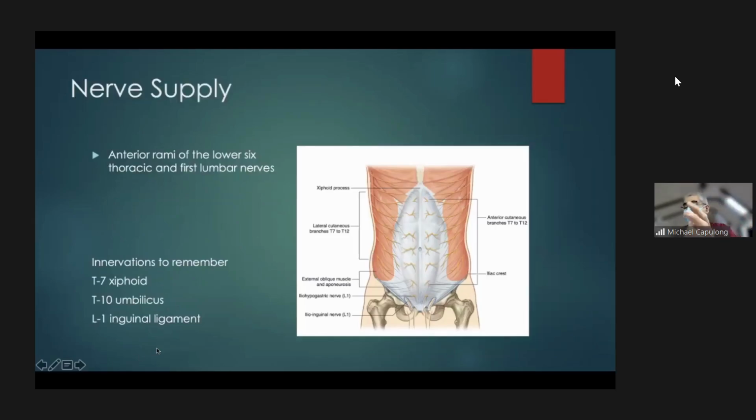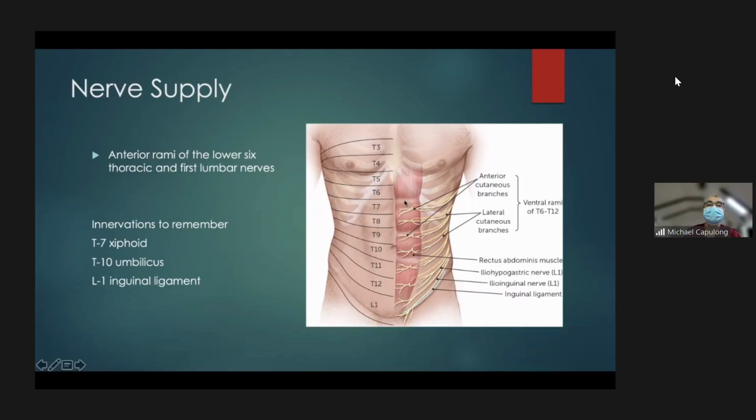Okay, nerve supply. No? So I mentioned that the nerve supply comes from the lower six thoracic and first lumbar nerves, and this is the distribution of your nerves. Now, the point to remember here is that at the level of your xiphoid, the innervation is T7. At the level of your umbilicus, that's T10. And the inguinal ligament is L1. Okay? So, what is the importance of this?